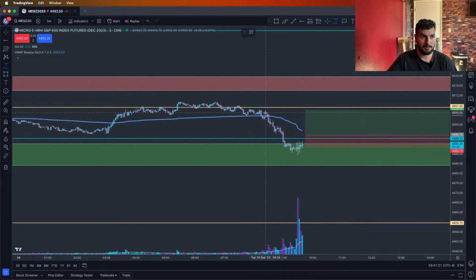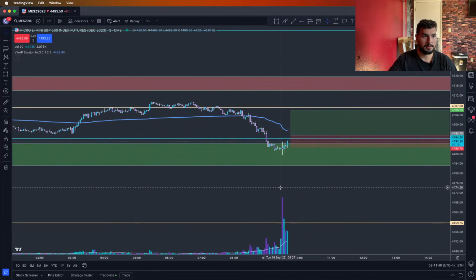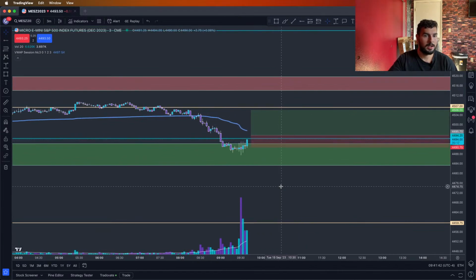I'll show you guys what 10 points is. Well, 10 points is this green box from here to here. That's 10 points pretty much right there. That's 10.75 points. So make sure I'm on the right account. Yes, I am. Seeing some buyers step in.